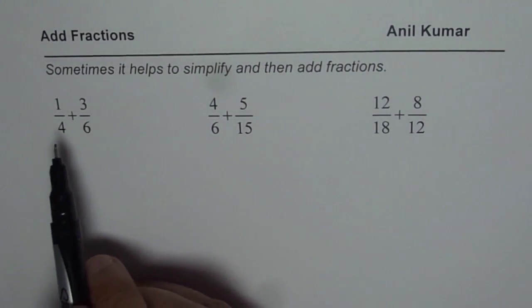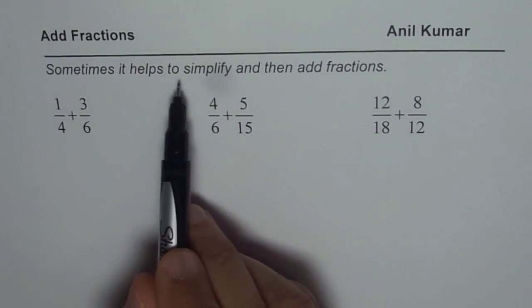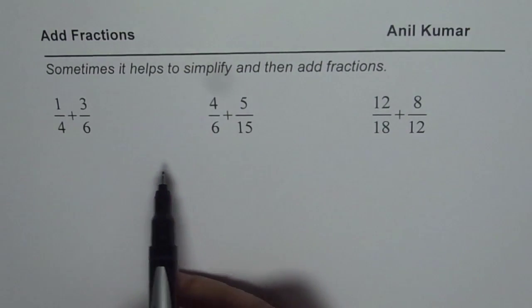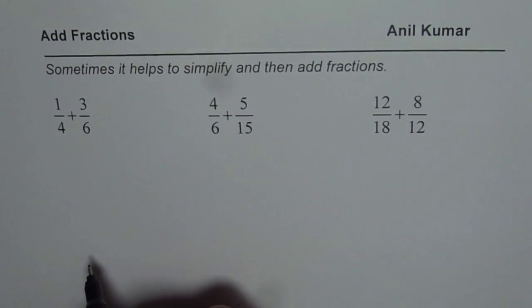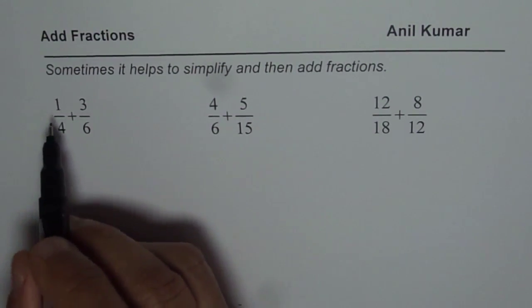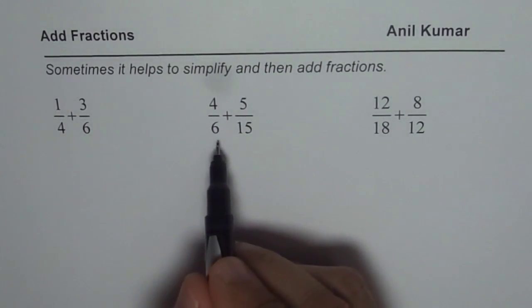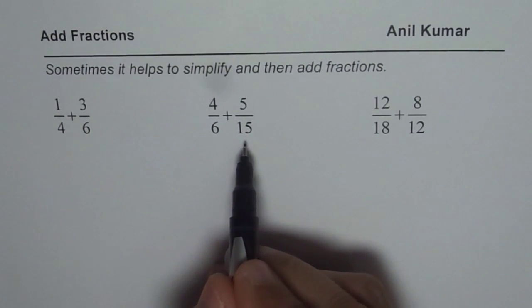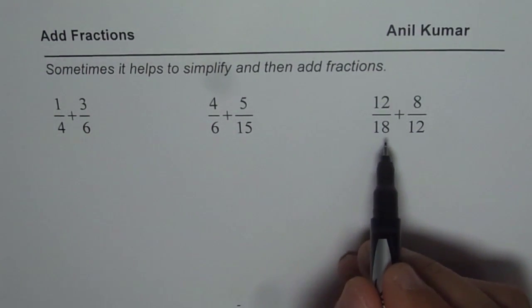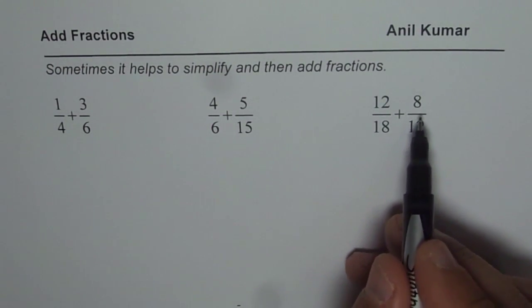Adding fractions. Sometimes it helps to simplify and then add fractions. Here are three different examples for you. You can actually copy them, try to simplify, add the fractions, and then check with my solution. The first one is 1 over 4 plus 3 over 6. The second one is 4 over 6 plus 5 over 15. And the third one is 12 over 18 plus 8 over 12.